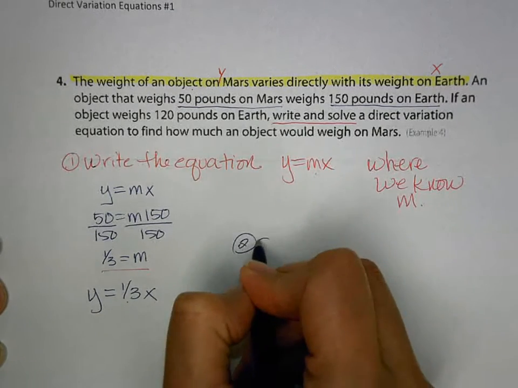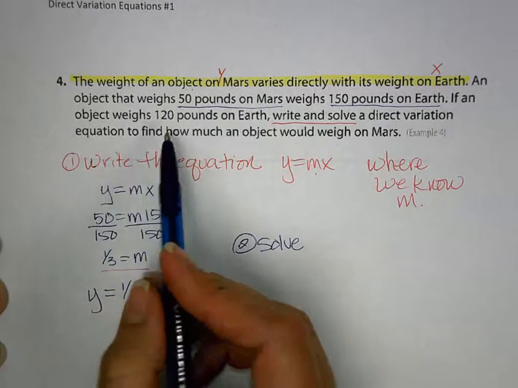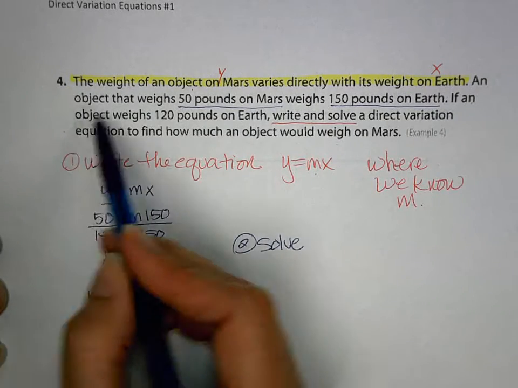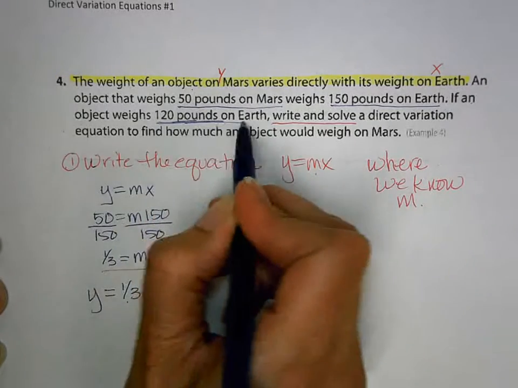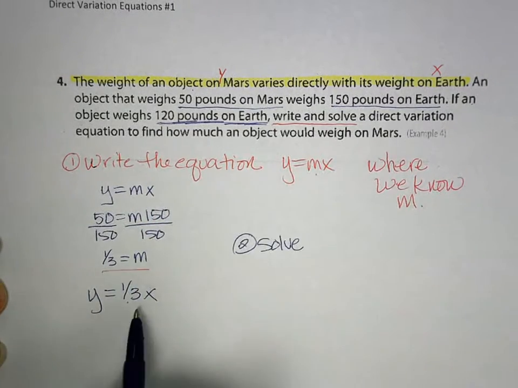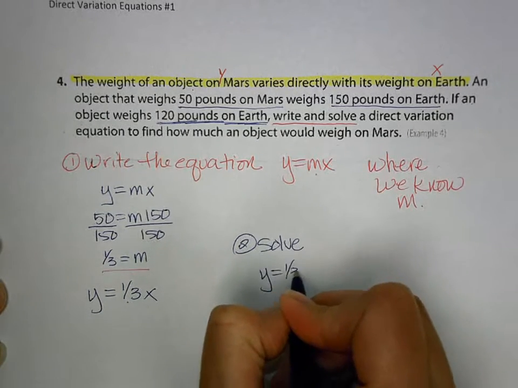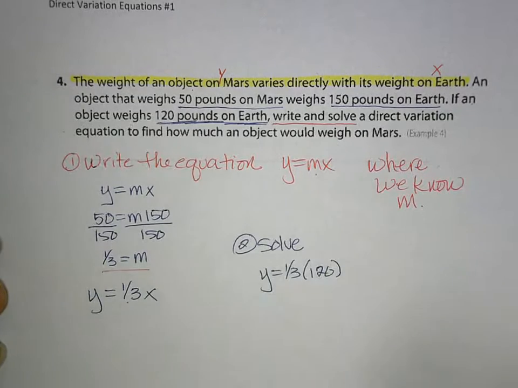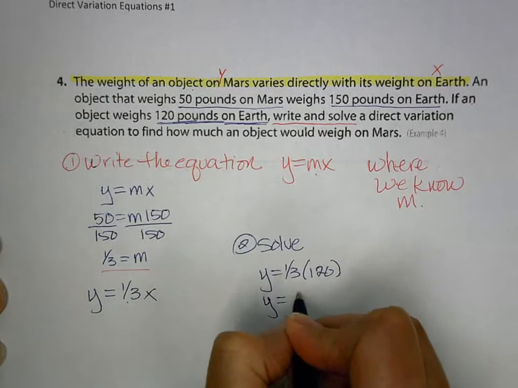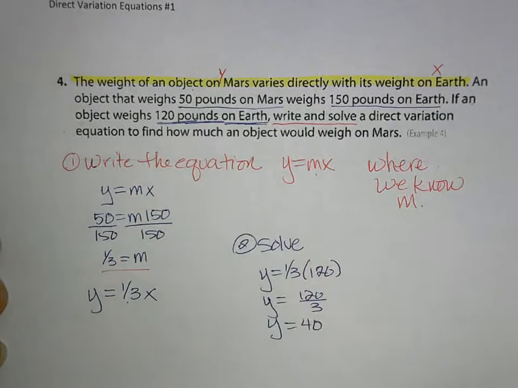Step 2 is to solve. And they want us specifically to solve and find out if an object weighs 120 pounds on Earth. Well, Earth was our x variable, let's recall that. This is the equation we're now using. So we say y equals 1/3 times 120. We do that math, it's 120 over 3, and y equals 40.